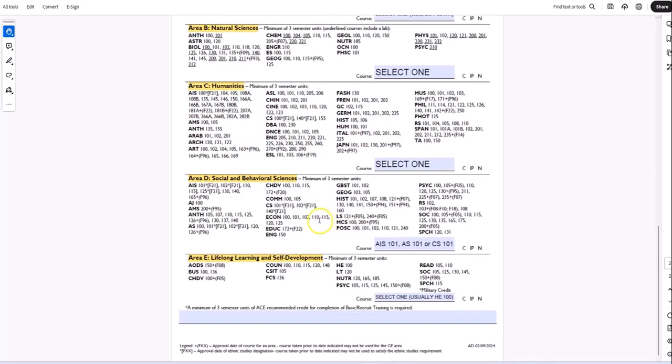When it comes to Area D, you're just selecting one class, and as we discussed, you may fulfill that requirement using the class that you use for your ethnic studies. For Area E, lifelong learning and self-development, many of our students who are just going for the associate degree will usually complete it with Health 100. Otherwise, they might do a different class that not only takes care of Area E, but also takes care of transfer for Area E, and we'll get into that next.